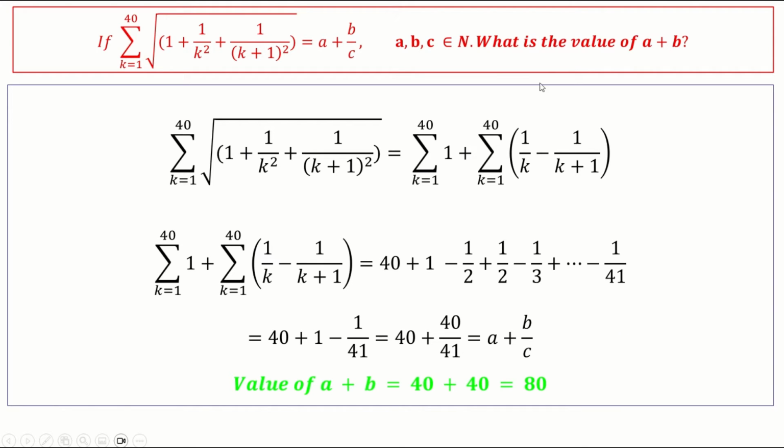Okay, always make sure that you are not just solving the problem for the given a, b, c. There may be a question like what is the value of a plus b, or a to the power of b, or a minus b, something like that. So make sure that after solving everything you don't go wrong. Okay, this is moderate. It involves some sigma and series, so I would say moderate.